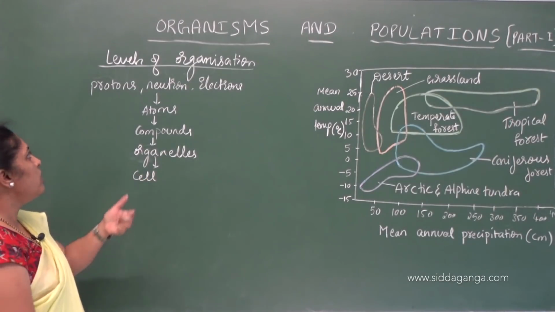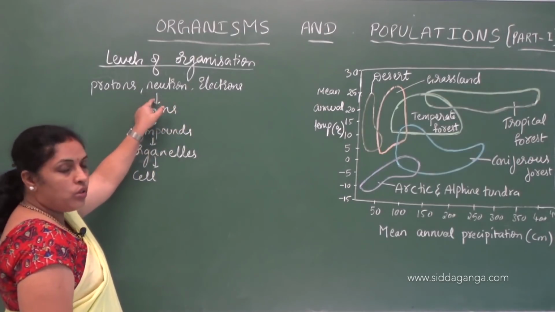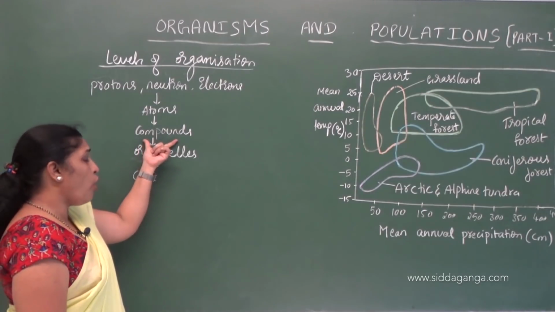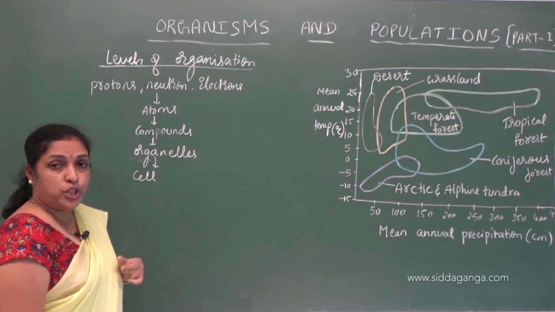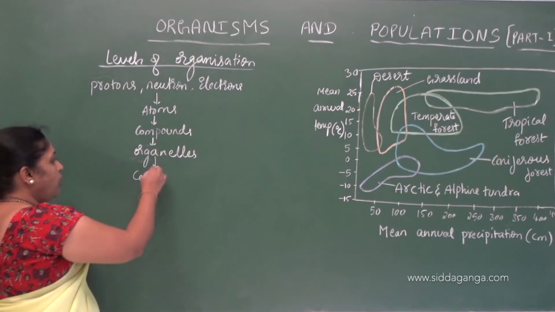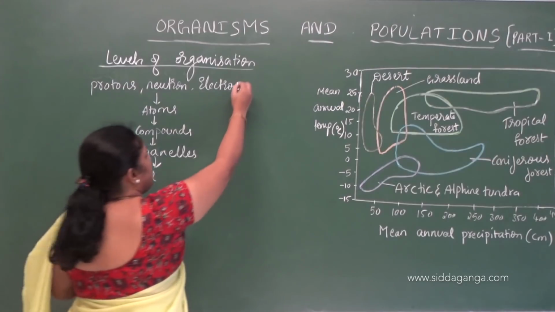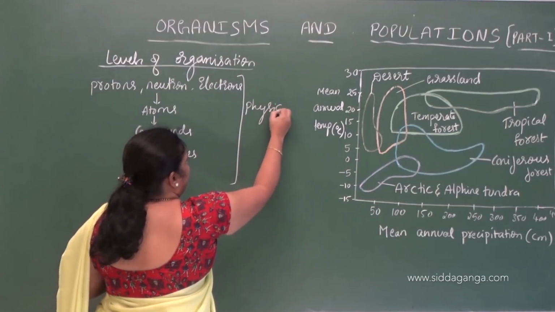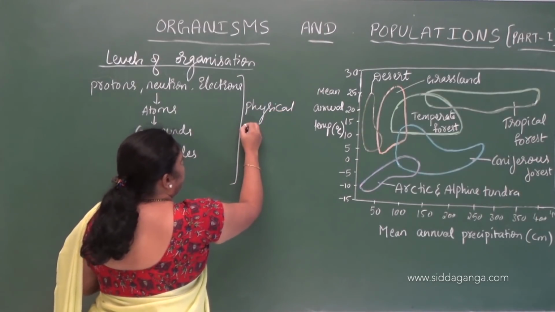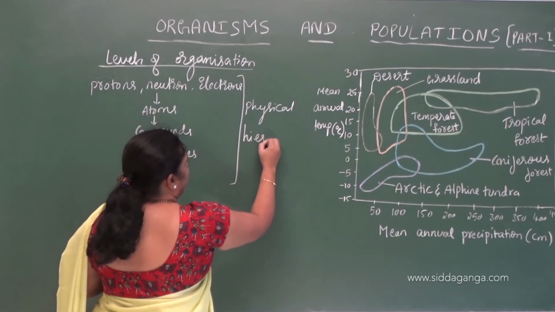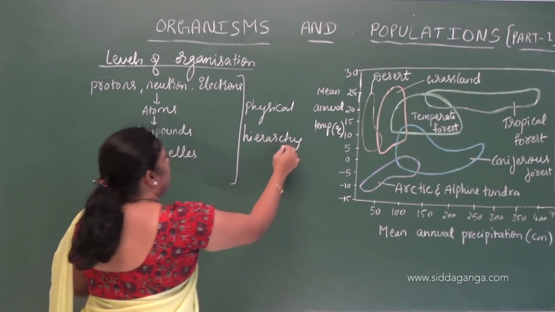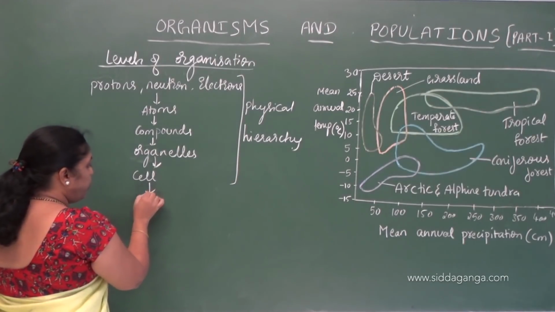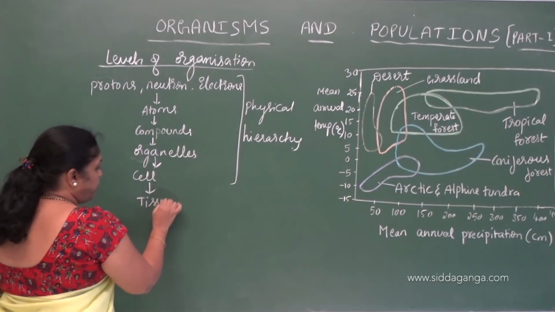That gives rise to the formation of cell. Cellular organelles. So protons, neutrons, electrons give rise to atoms. Then those atoms join together to give compounds. Those compounds help in the formation of organelles. That gives rise to cell. So these all come under physical hierarchy. So we know that cells group together to form tissues.